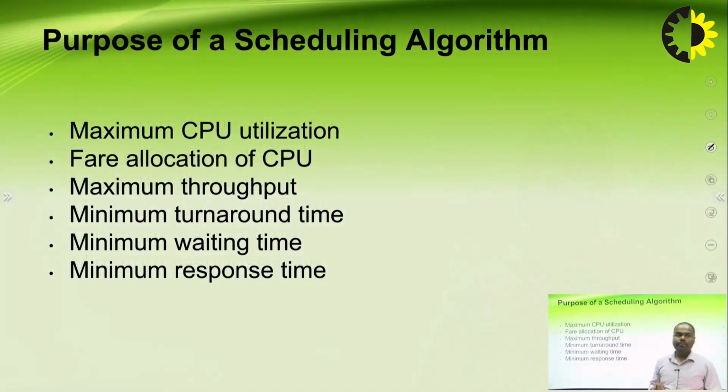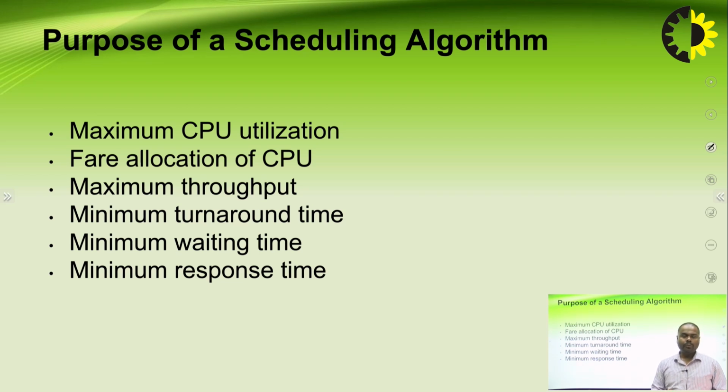So what is the purpose of CPU scheduling algorithms? To maximize the CPU utilization, which means maximizing CPU time utilization, so the CPU can't be idle. For that the CPU can use multiple processes at a time, and they can make maximum utilization of the CPU. Fair allocation of CPU means we have to allocate the CPU time fairly. That means at one time one process can use the CPU, and at another time another process can use the CPU time.